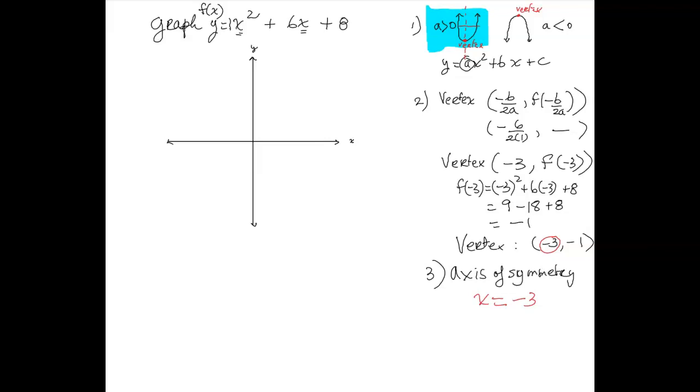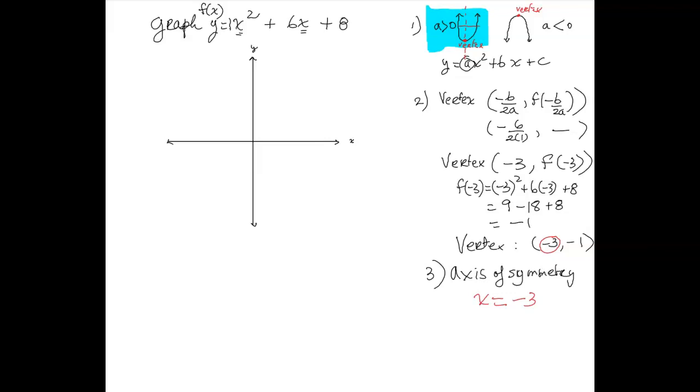Now, we have a point. We know how the parabola is going to look, and then we have this imaginary line, which is the axis of symmetry. And now, all we have to do is find the intercepts, right? The intercept is when the parabola crosses the x-axis and the y-axis. We need those points so we know how the graph is going to behave. And we should know how to do that because we know how to solve a quadratic equation.